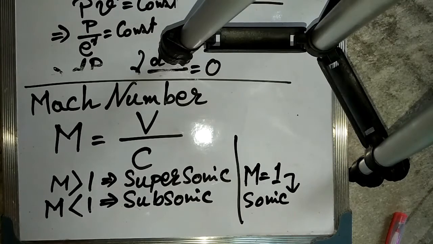When the Mach number is greater than 1, it's called supersonic. When the Mach number is less than 1, it's called subsonic, and when the Mach number is equal to 1, it's called sonic. So supersonic jet planes fly at Mach numbers greater than 1. Their velocity is much higher than the sound velocity. That's why we call it a supersonic jet or supersonic plane.